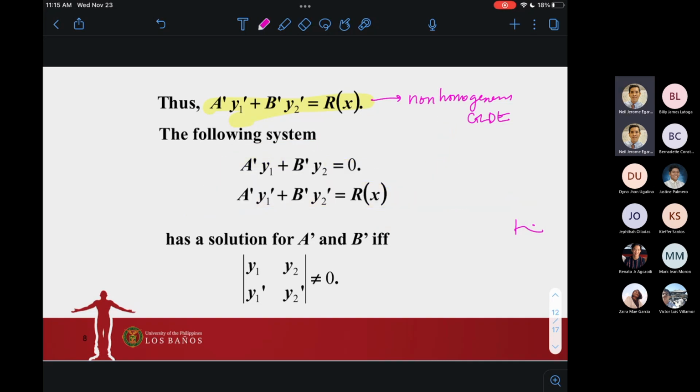Yeah, we can forget about this. It's just a check kung kailan magkakaroon ng solution. Magkakaroon ng solution etong system na to kapag yung Wronskian ay hindi equal kay 0. Meaning kasi ito yung mga coefficients natin na known. Pag kinuha mo yung determinant niyan, meaning yung product pababa minus the product pataas, kapag yan ay hindi 0, ibig sabihin may makukuha kang solution.